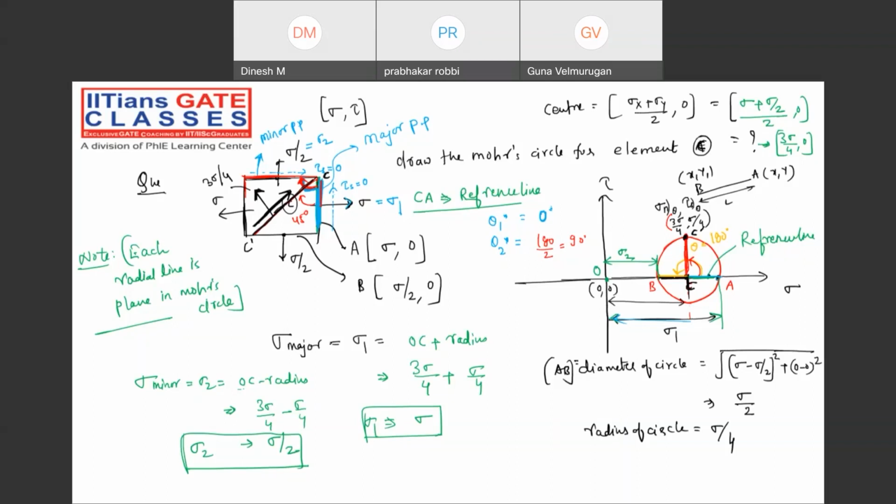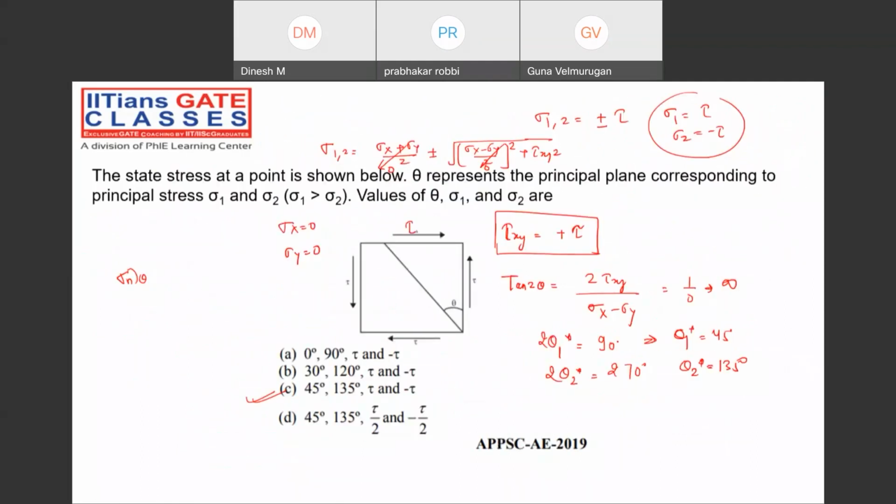All of you understanding? You want to solve one more problem so that you can have the idea about the Mohr circle? You want to have the discussion on the Mohr circle one more time? Before that, just note down this thing so that we can see one more problem. Done? Remember the lines. Each and every radial line is what? Plane. CA is what? Principal plane, major principal plane. BC is what? Minor principal plane. Each and every radial line is a plane. Remember that.